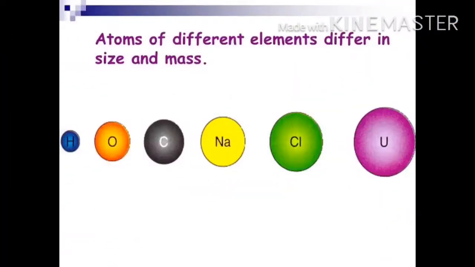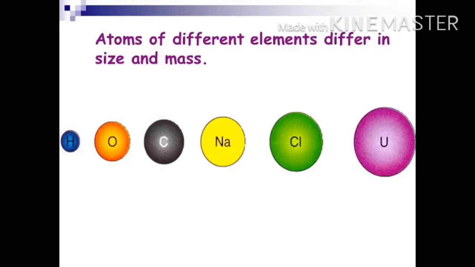So atoms of different elements differ in size and mass. Here you can see these are the atoms of different elements and they differ in size and mass, like hydrogen, oxygen, carbon, and the hydrogen size and mass differ as compared to the other elements.